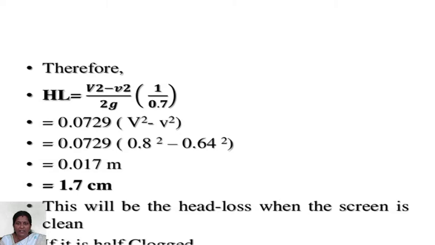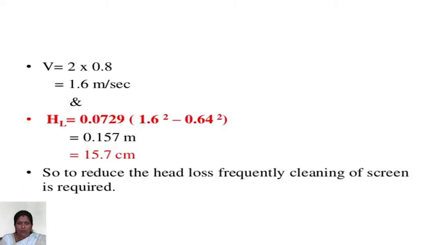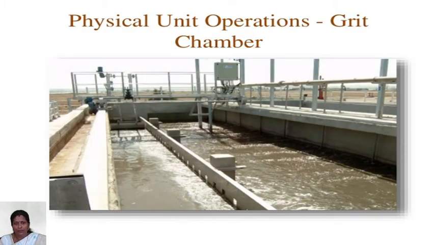This will be the head loss when the screen is clean. If it is badly clogged, then V is equal to 2 into 0.8, which is equal to 1.6 meter per second, so head loss value is taken as 15.7 centimeter. So to reduce the head loss, frequent cleaning of the screen is required. If a head loss of more than 150 mm appears, automatically we go for cleaning. Otherwise, the entire process will be stopped. That's all about the screening.